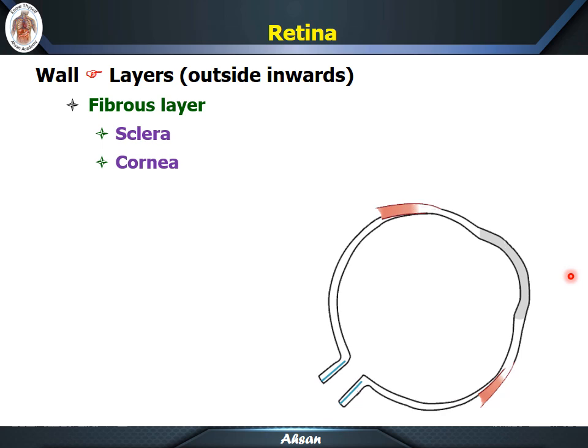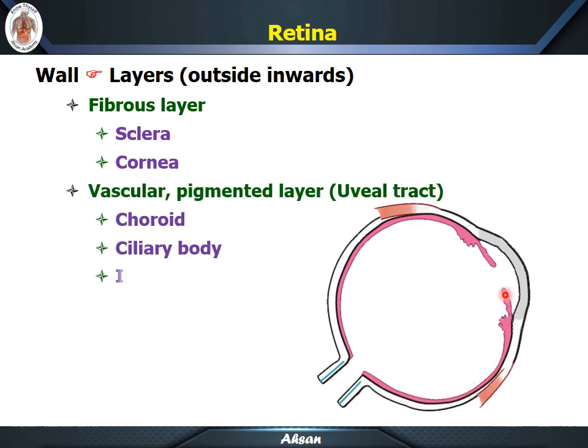You see, this is the outer fibrous coat. It comprises of sclera, and this anterior part is the cornea. The middle coat I am showing from the posterior. This is choroid, the ciliary body, and iris. This is the vascular coat, and the innermost coat is retina. You can see this one, the yellow color area.